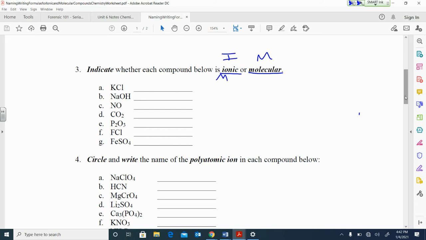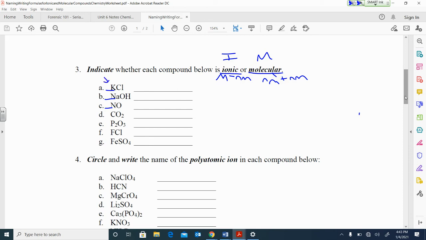Again, pretty much always it's a metal with a non-metal for ionic, and a molecular compound is a non-metal with a non-metal. So all I really need to check is that first element. Is it a metal? Then it's ionic. If it's not a metal, it's a non-metal. Metals are always written first, so if the first thing is not a metal, then there's not going to be a metal. So that's going to be a non-metal compound, which is molecular.